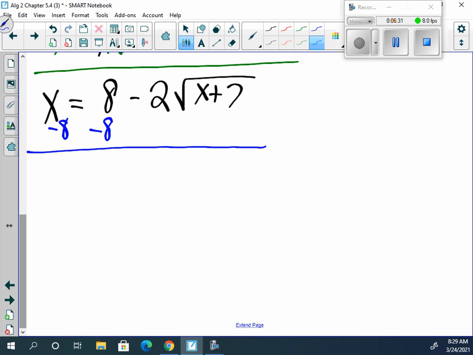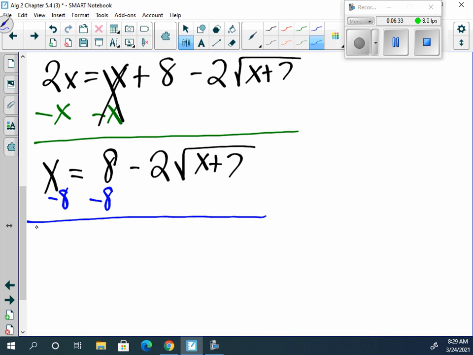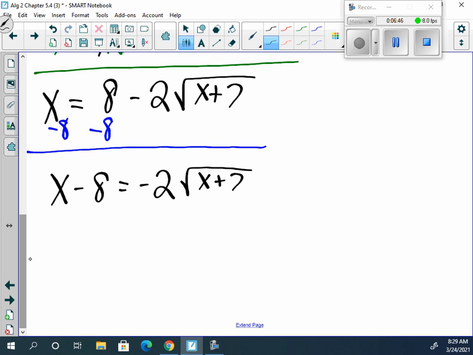I need more room. Which would give us x minus 8 equals negative 2 square root of x plus 7. Right. But I really don't want to divide here.